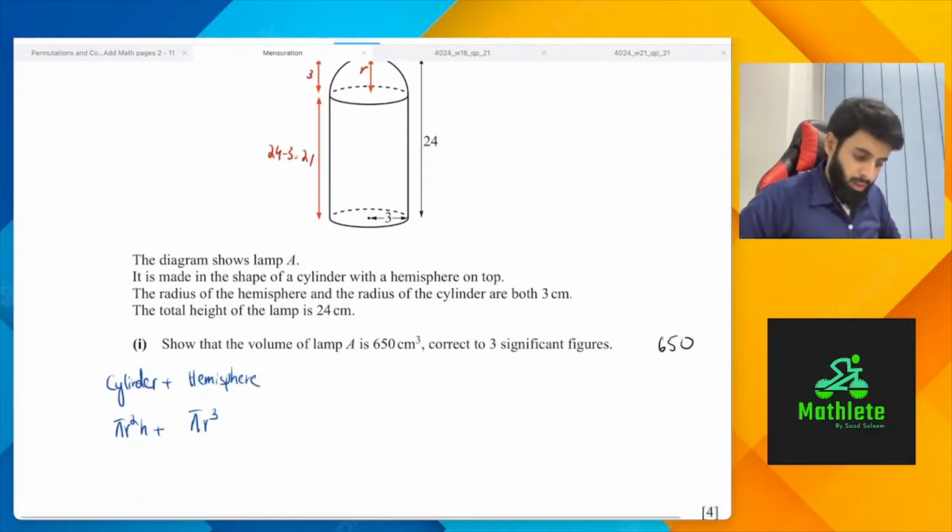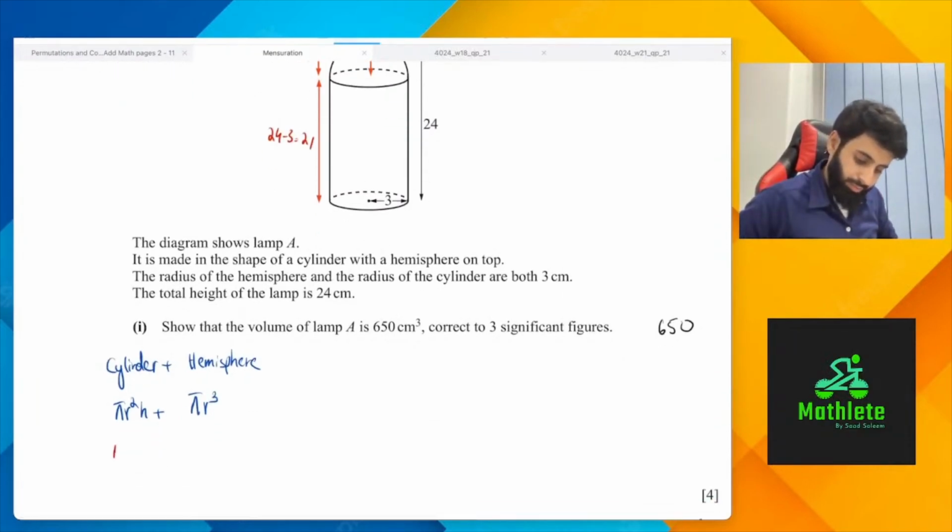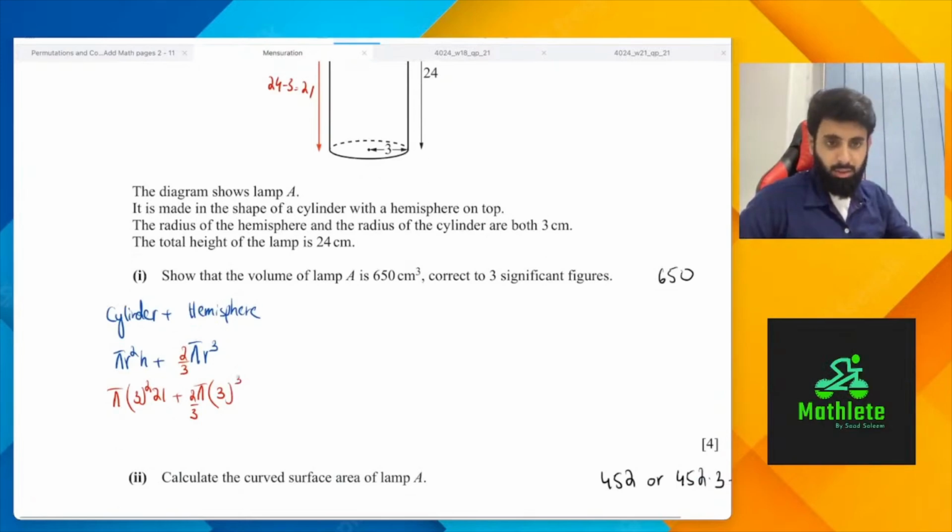Okay. Alright, so pi r squared, that means 3 squared times the height, which is 21, plus pi r, which is 3. Acha, now since it's a hemisphere, it's going to be 2 upon 3 pi r cube. Sorry, मैं 2 upon 3 तो लगाना भूल ही गया. 2 upon 3 pi r cube. Okay, so let's work this out and see what do we get. 3 squared times 21 into pi. 9 into 21. So ये 189 pi हो गया.